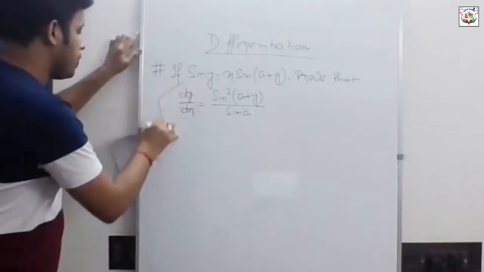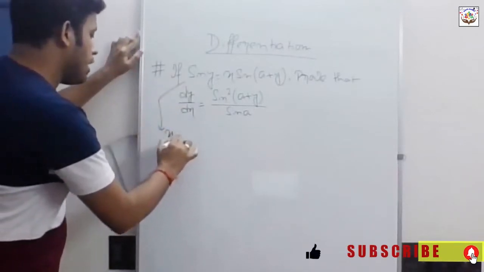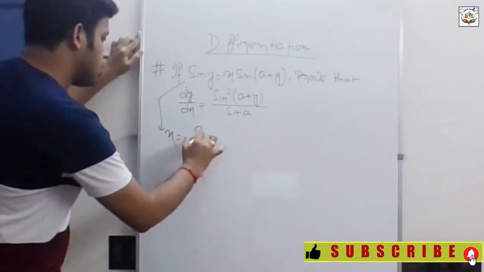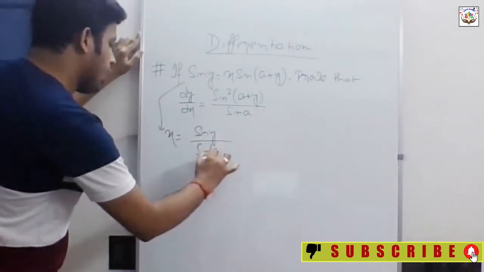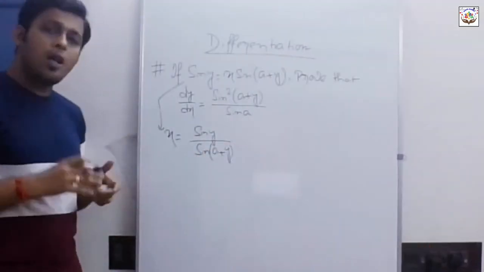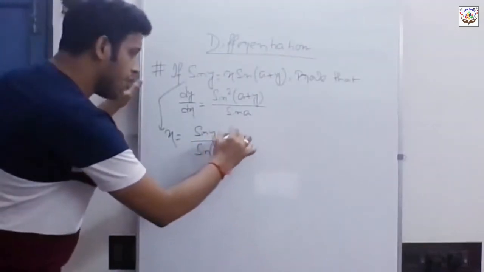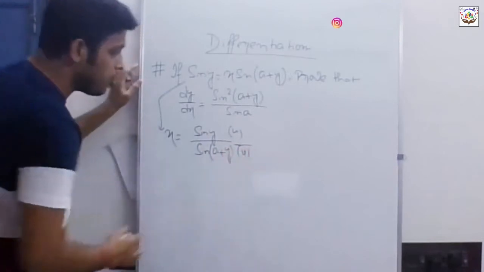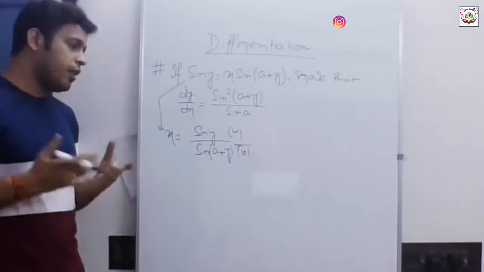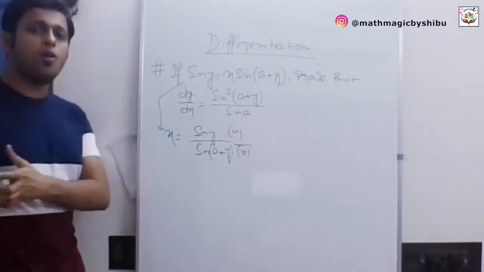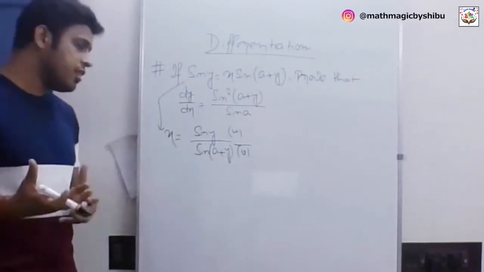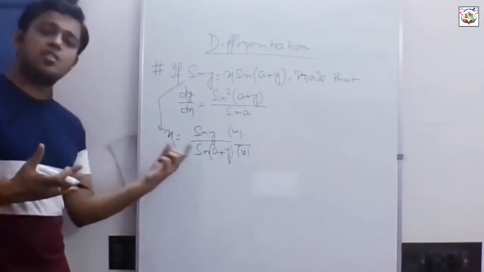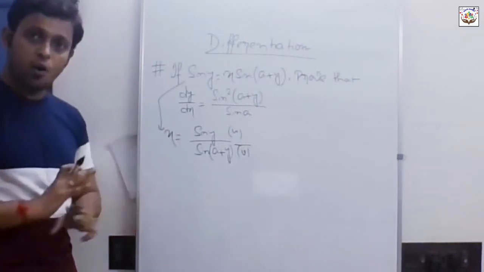Okay, so from the given equation we can write x equals sin y divided by sin(a plus y). The formula will be the same. We can assume the numerator as the u function and the denominator as the v function, like we did till now for all of this kind of problems. The difference is we need to differentiate both sides with respect to y, not x.